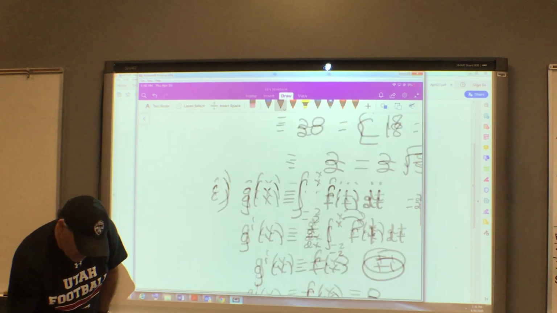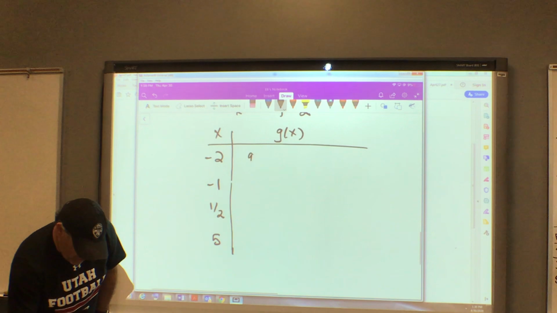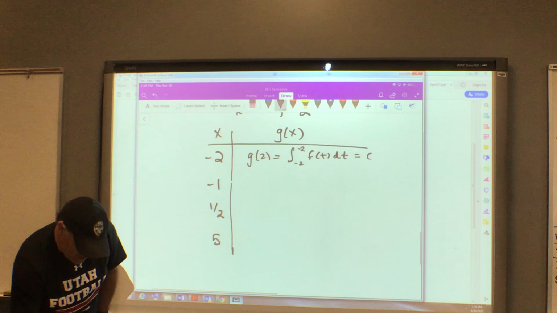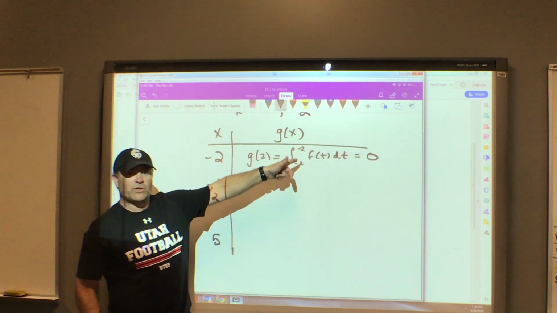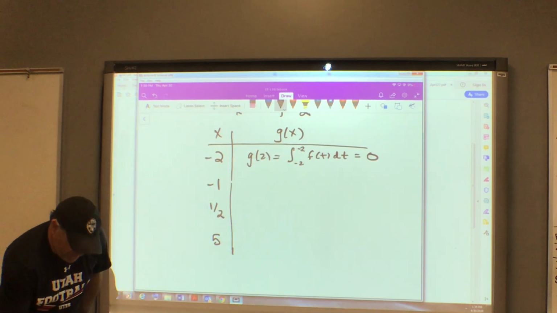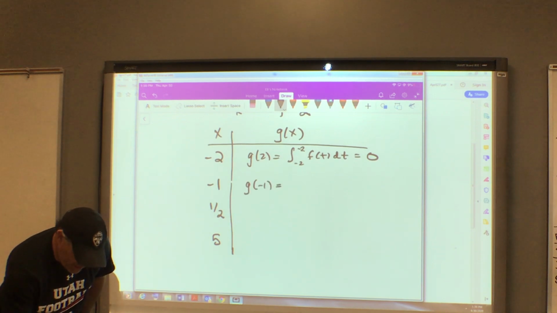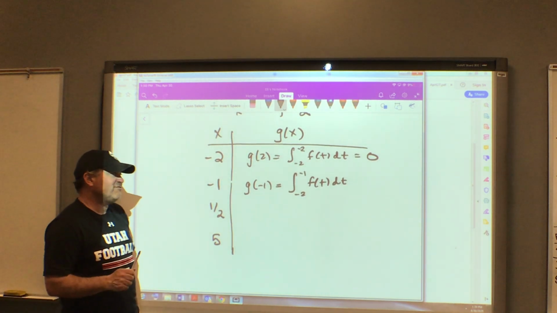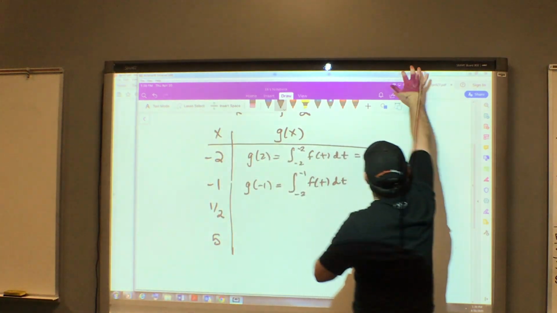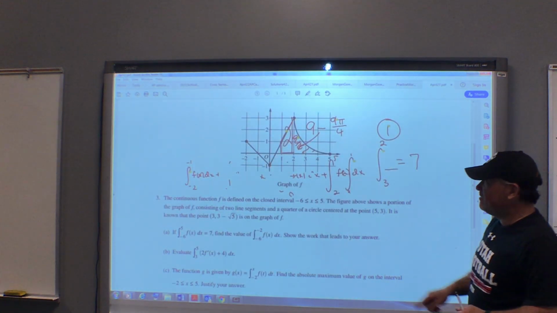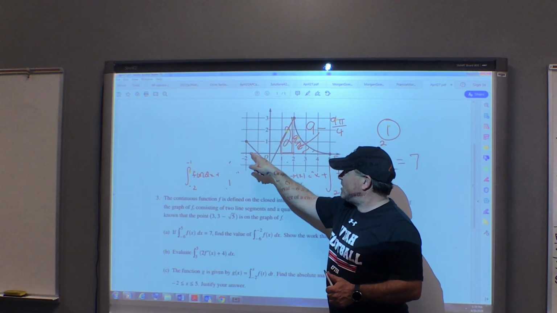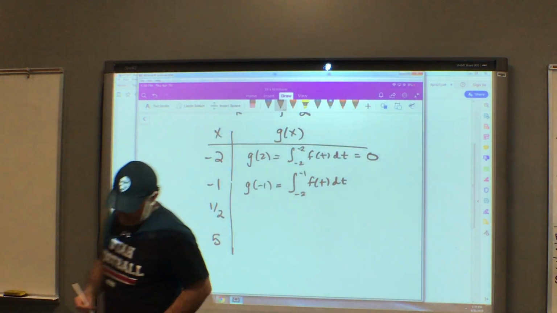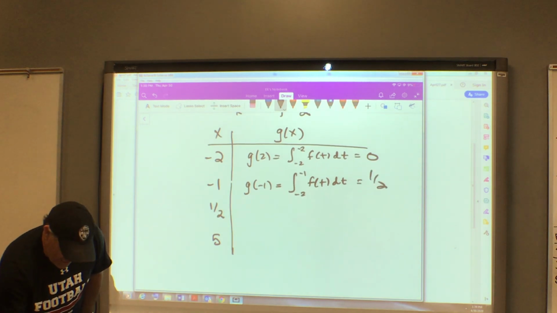So g of -2 is going to be the integral from -2 to -2 of f of t dt, which is 0, because if these match, we're going to 0. Okay. G of -1 is the integral from -2 to -1 of f of t dt, which is basically the area under the curve of f from -2 to -1. If I remember right, that's a positive half, right? From -2 to -1, it's a positive half. So we're going to fill that in with positive 1/2.